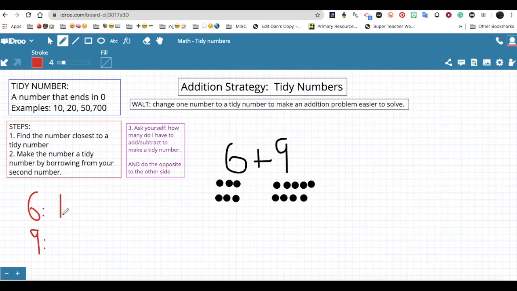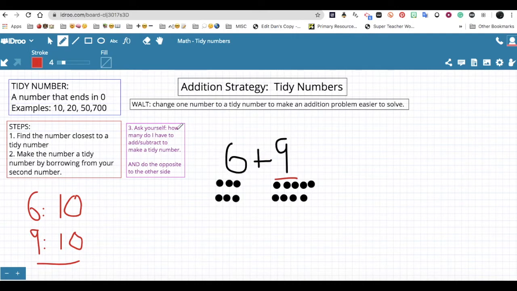So I'm going to say both of them. The tidy number would be 10. Which one's closest? Yep, so it's going to be 9. So this is my number that's closest to a tidy number. Now what I have to do is make that number a tidy number by borrowing from the second number. So the 6 is my second number.